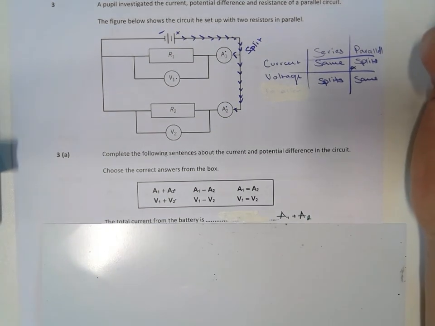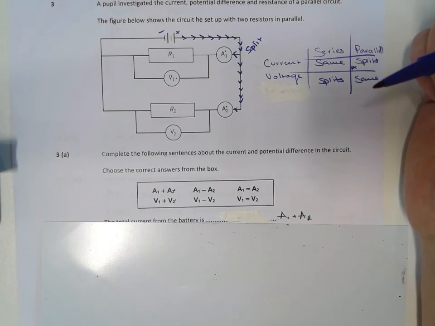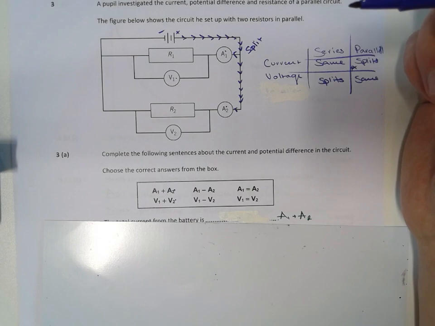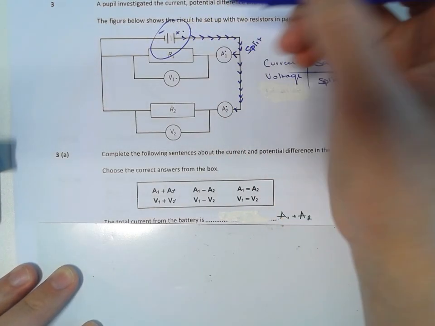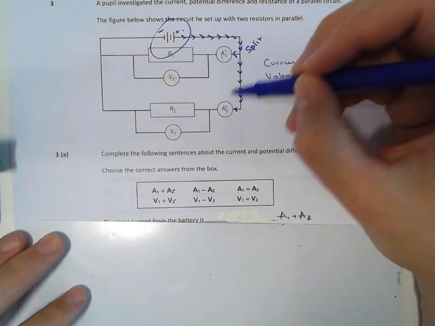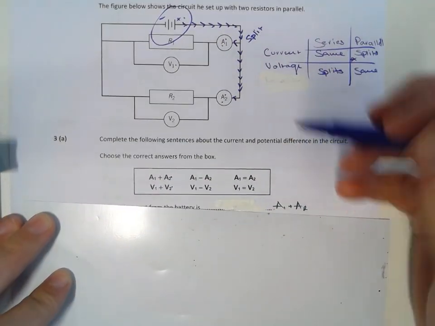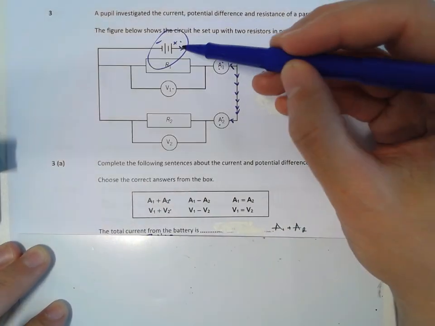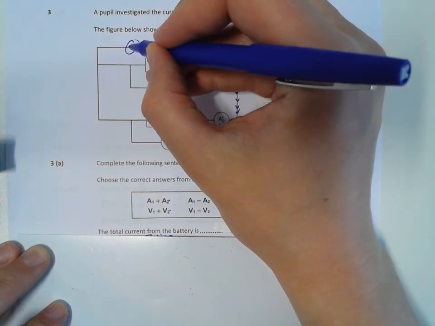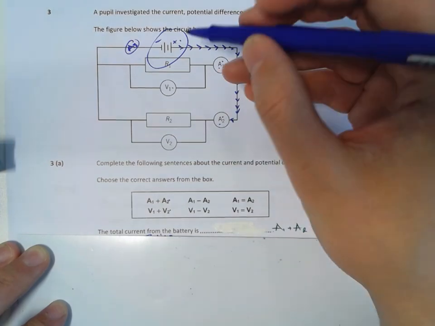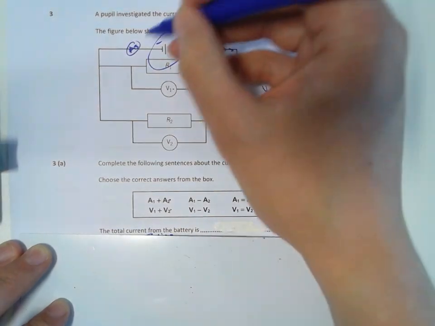It's a circuit where current can go one of 2 ways, and the total current coming out of the battery is going to be a combination of this one and this one. So the answer is A1 plus A2 would give you the total current there. So if I put a third ammeter in, A3, that would equal that one plus that one. It would give you the total.